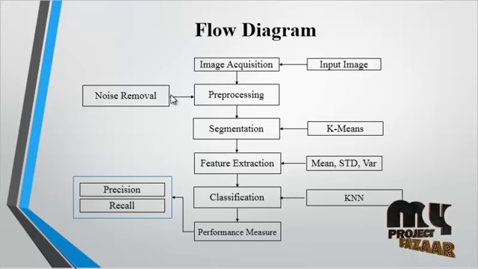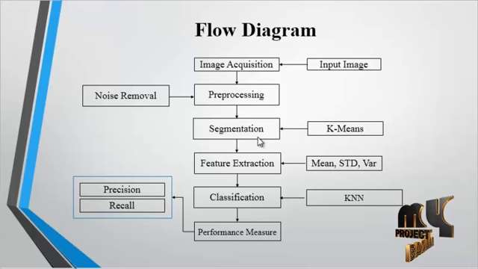After removing the noise from the image, the noise-removed image undergoes the segmentation process. Segmentation is nothing but extracting the fish image from the other backgrounds. Here we use k-means clustering for the segmentation. After extracting the fish region, that is the segmented region, we perform feature extraction. In the feature extraction, we use three major local features, that is the mean, standard deviation, and variance.